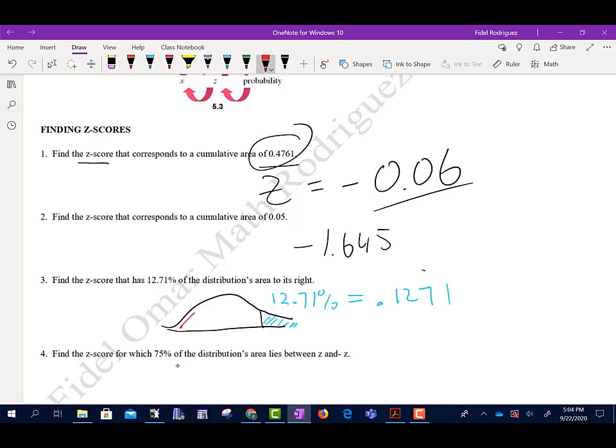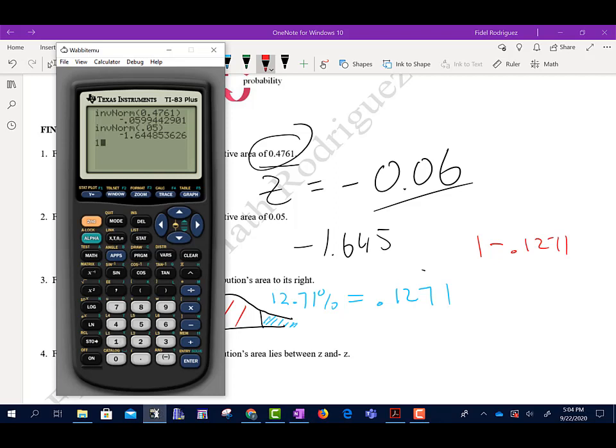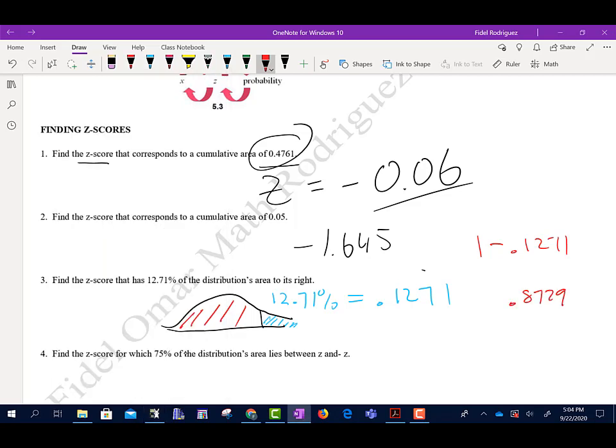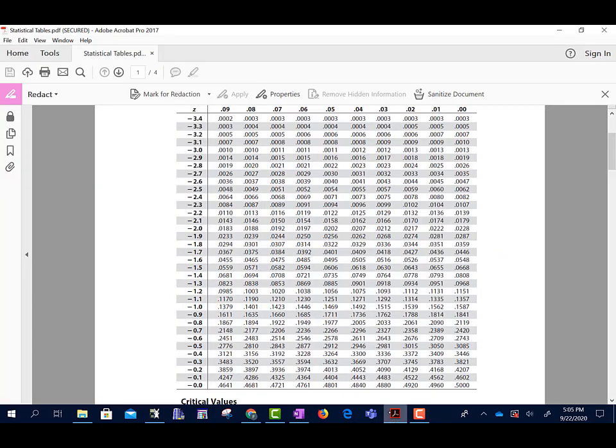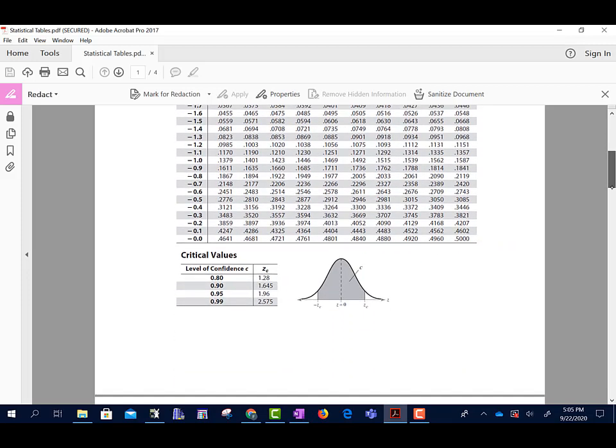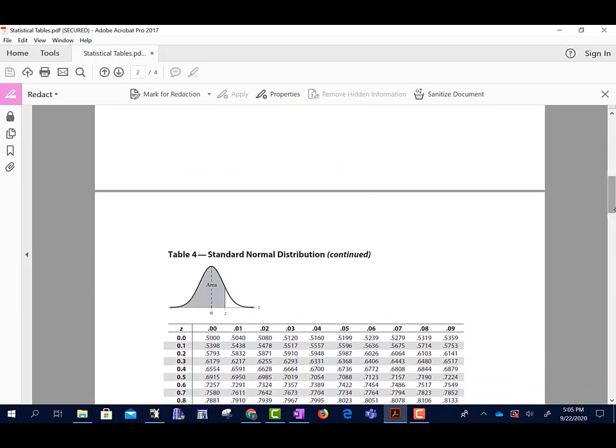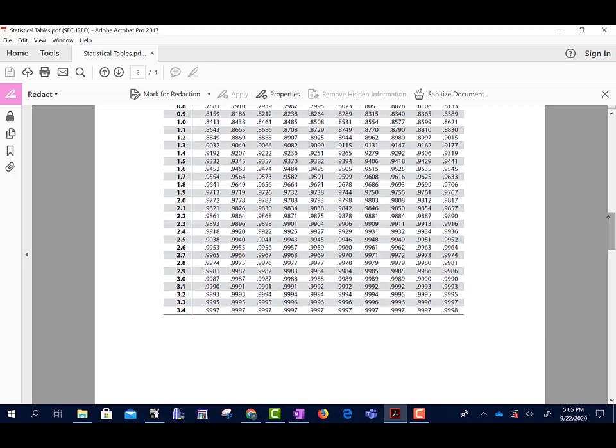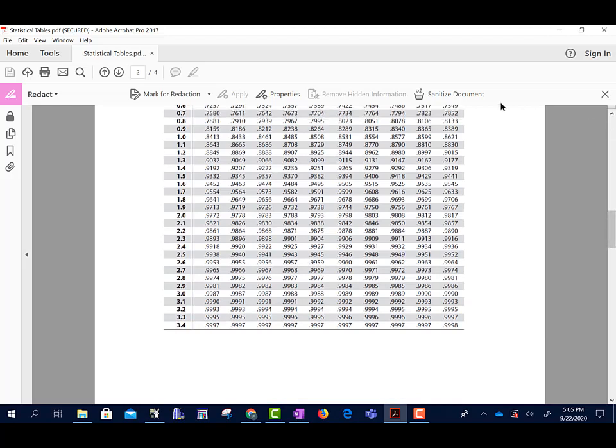So if I wanted to figure out what the area to the left would be, I could find 1 minus 0.1271. Hit enter, and that gives me 0.8729. If I come back and use my chart for 0.8729, I'm going to have to scroll down a little bit. 0.8729, maybe not that far.